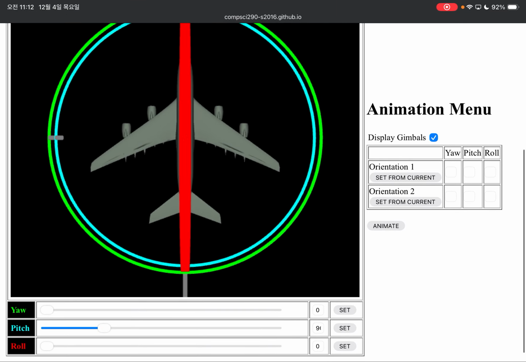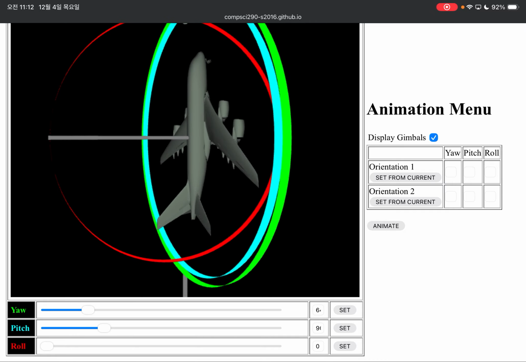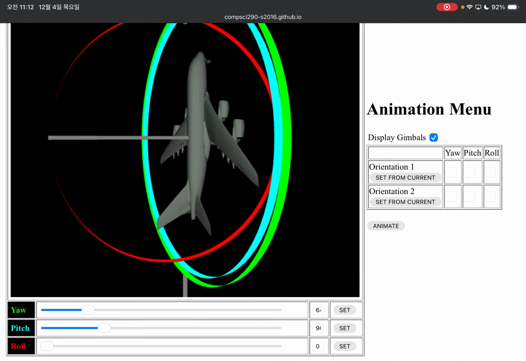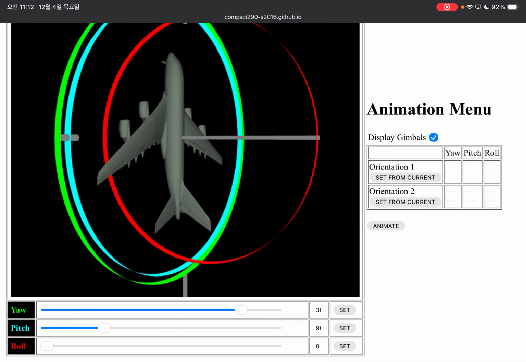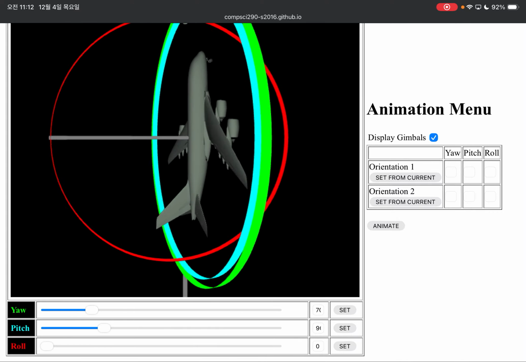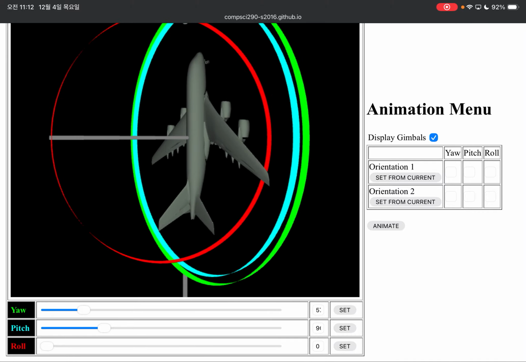Now the pitch is set to 90 degrees, and yaw and roll are just 0 degrees. As you can see, the blue and green gimbals are overlapped perfectly because we set pitch to 90 degrees. The problem is that you now have 2 degrees of freedom, because the 2 rotation axes are aligned perfectly, so we no longer have 3 degrees of freedom, only 2. The 2 circles are overlapped perfectly, so there are only 2 circles actually.